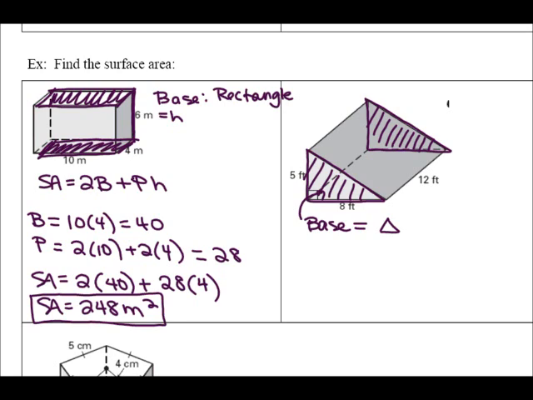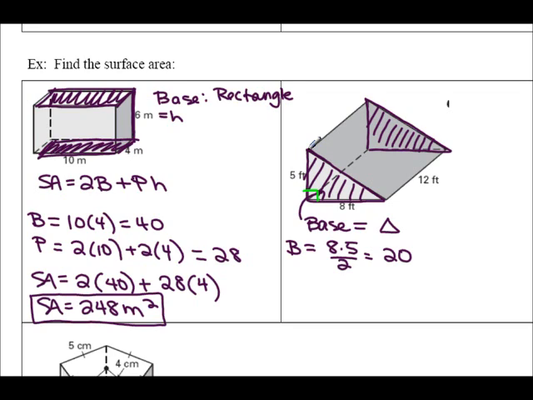Okay, the area formula for a triangle is base times height divided by 2. And remember, base and height must be perpendicular, which you do have because it is a right triangle. So 8 and 5 would be my base and my height. When I calculate the area of my base, I do 8 times 5 divided by 2, so that's going to be 20.